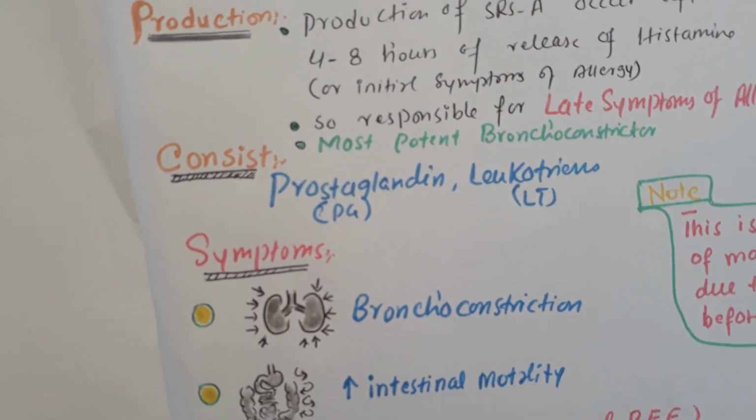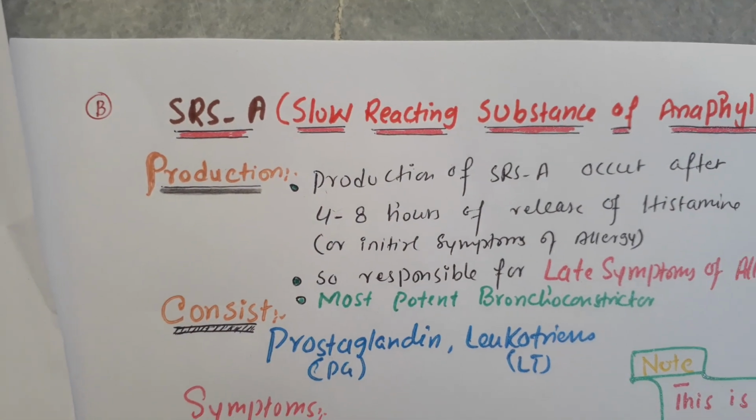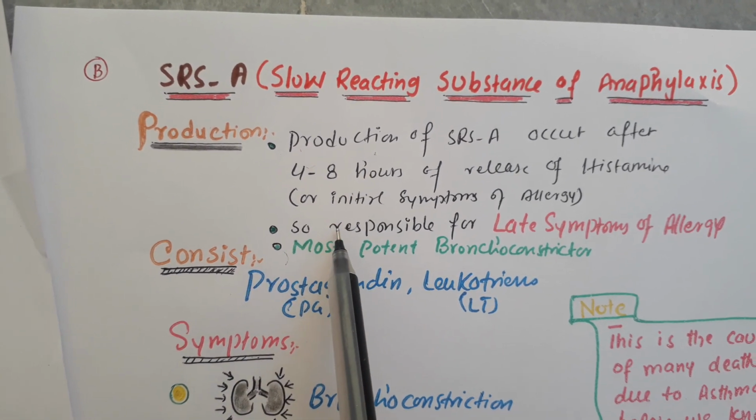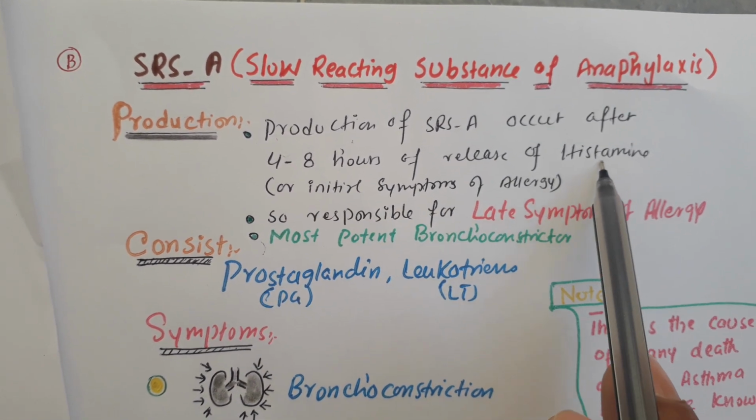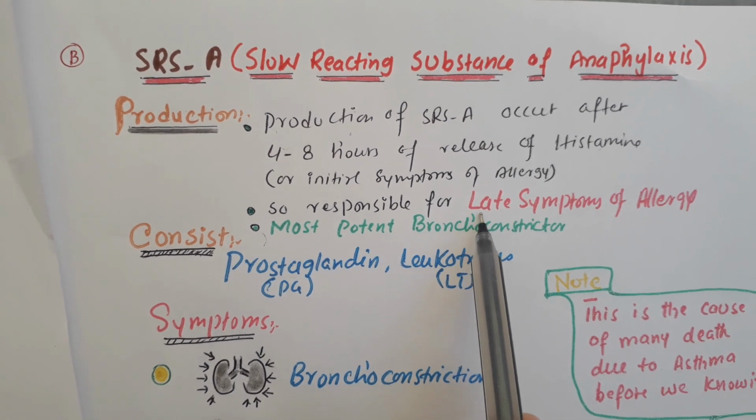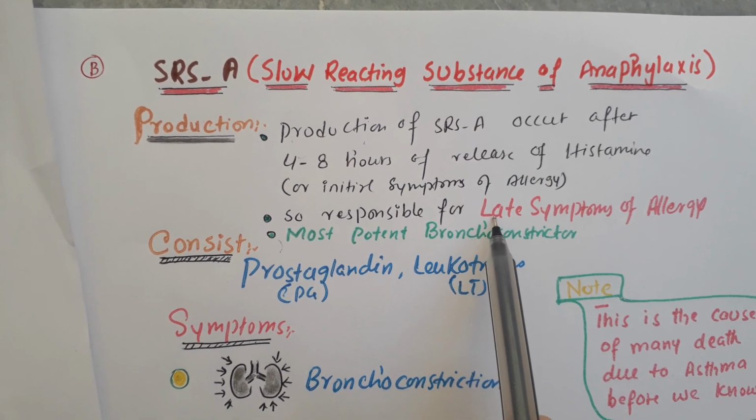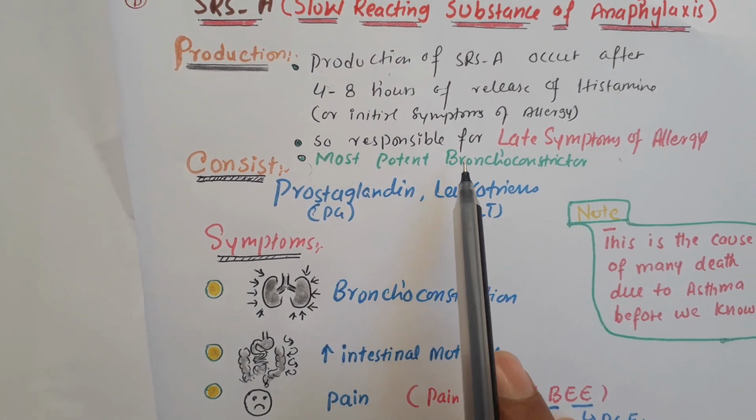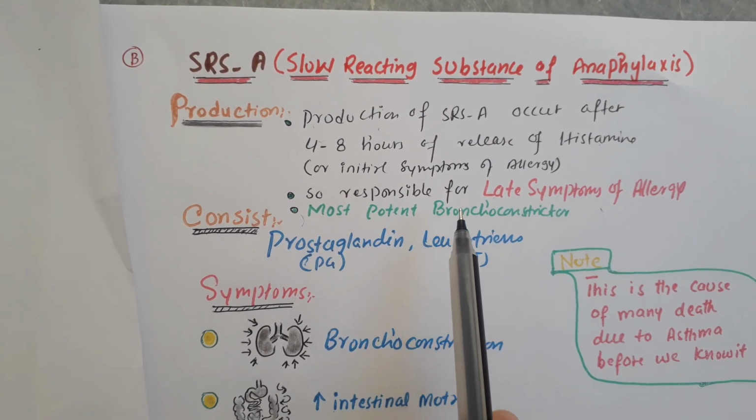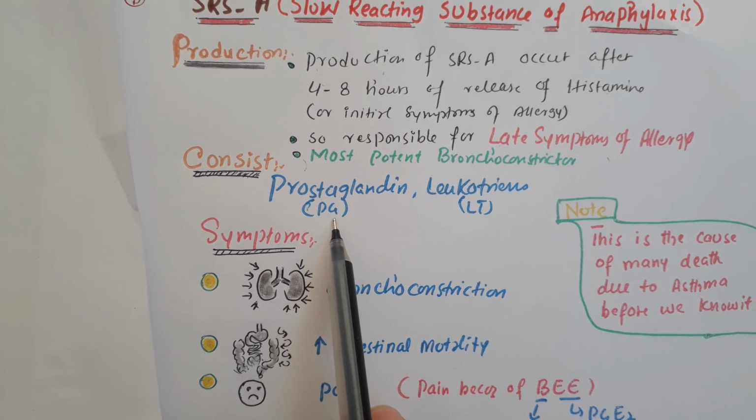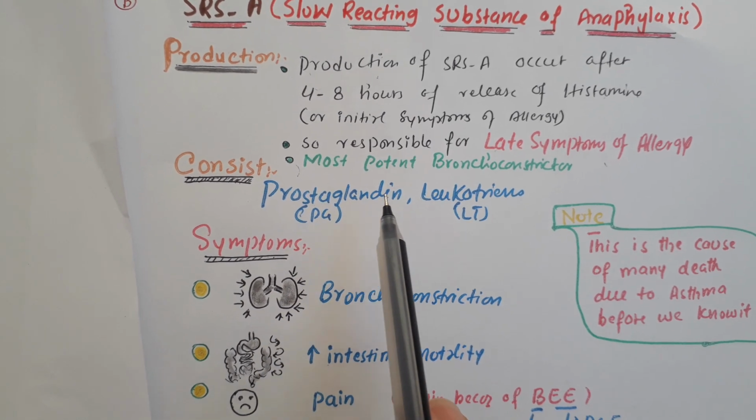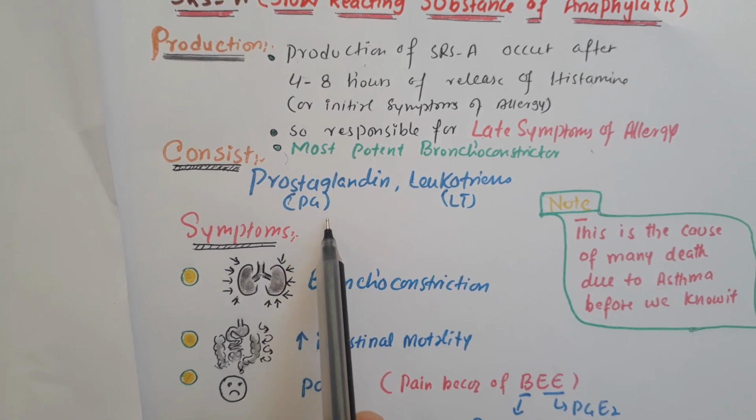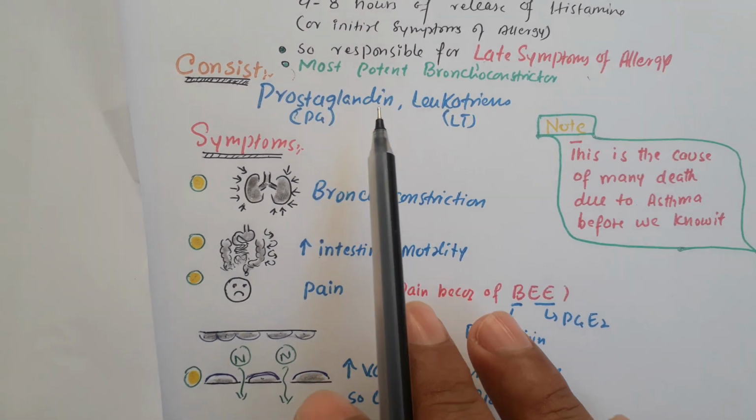Now, SRSA, slow reacting substance of anaphylaxis. The production of it occurs 4 to 8 hours after the release of histamine. SRSA is responsible for the late symptoms of allergy and is the most potent bronchoconstrictor. SRSA consists of prostaglandin and leukotriene. I already uploaded another video on prostaglandin, so make sure you watch it, okay?